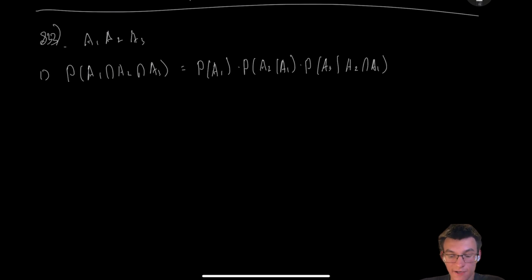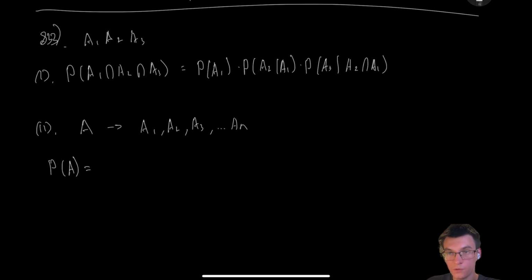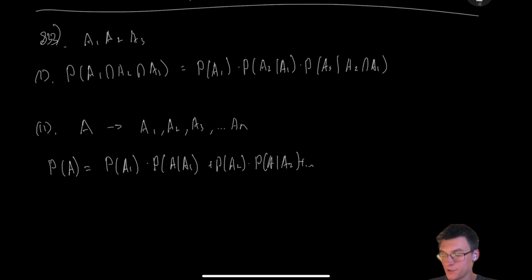Now let's take a look at the second theorem. Let's suppose that we have an event A which must result in one of the mutually exclusive events A1, A2, until An. Then the probability of this event A would be equal to the probability of A1 times the probability of A given A1, plus the probability of A2 times the probability of A given A2, and so on until the probability of An times the probability of A given An.